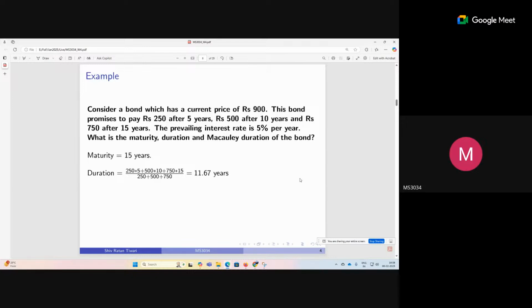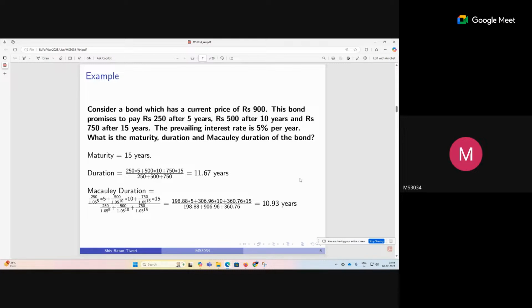Whenever we talk about any cash flow, duration gives a more reliable measure. If you are getting 100 rupees after 50 years versus 5,000 rupees after 50 years, these two are completely different things. That's why maturity tells how long we are getting payments, but duration tells how much and for how long we are getting them.